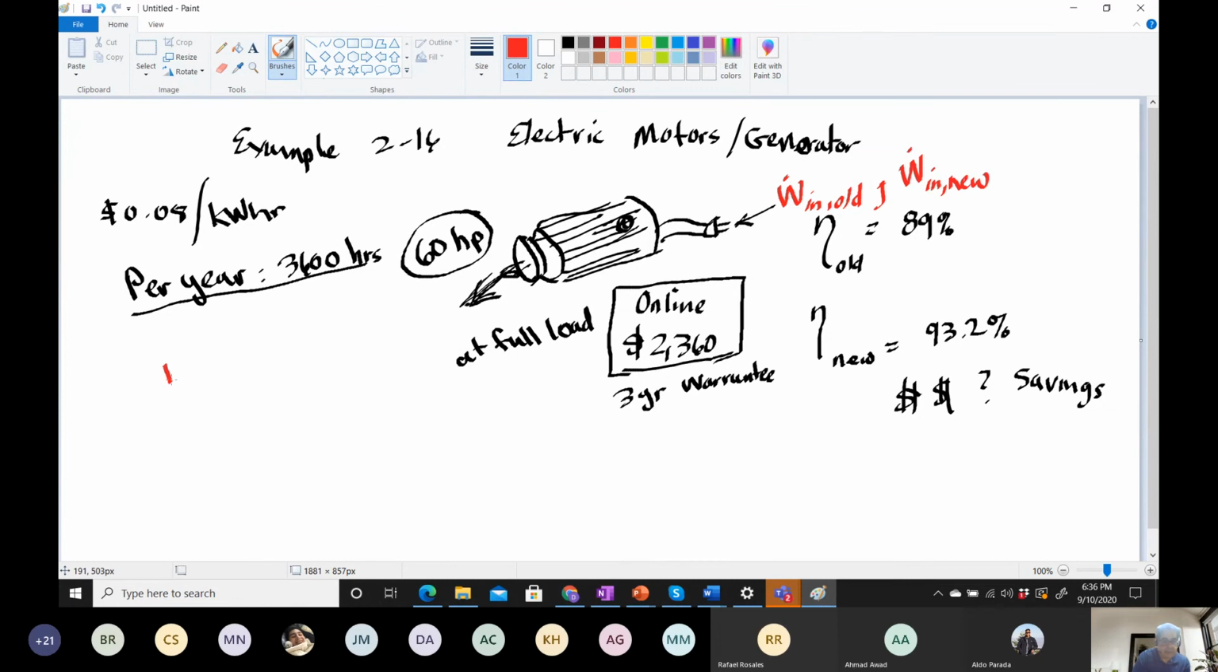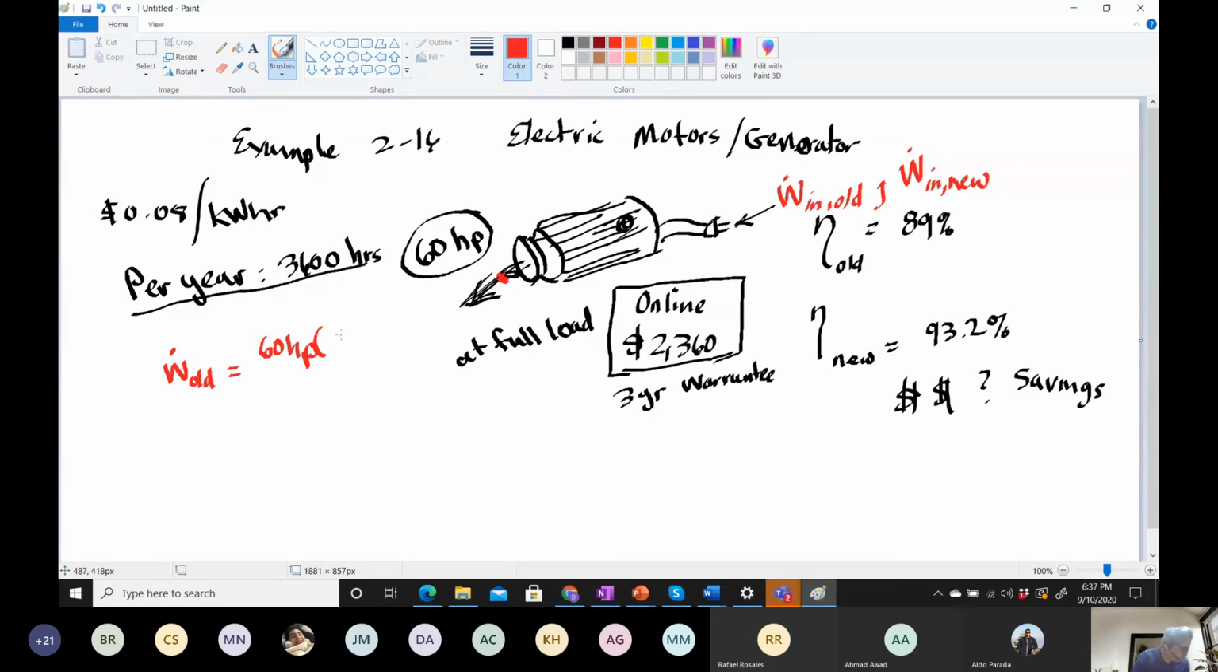So for example, for the old one, the electric energy that goes in is basically equal to 60 horsepower. Again, when someone says 60 horsepower, that's what you can expect here. You have to convert actually to kilowatts.